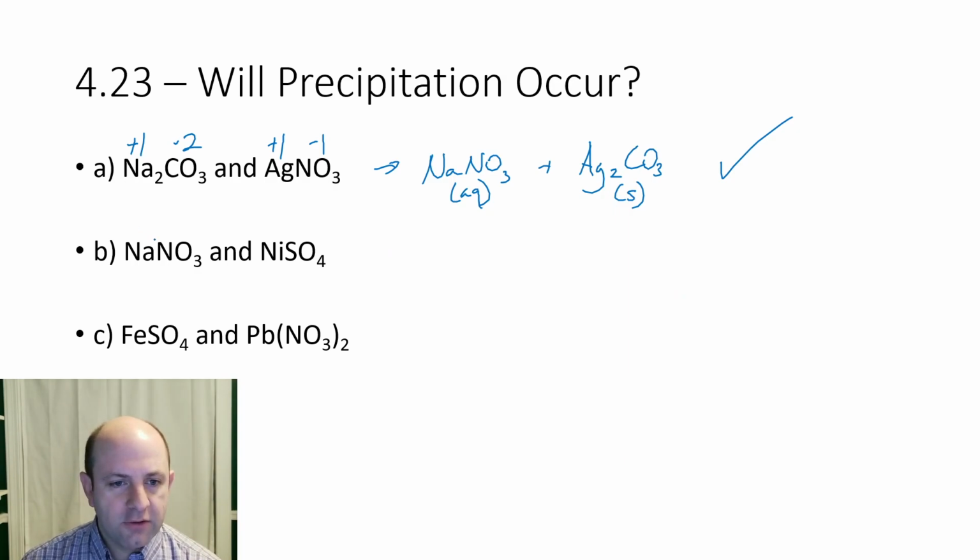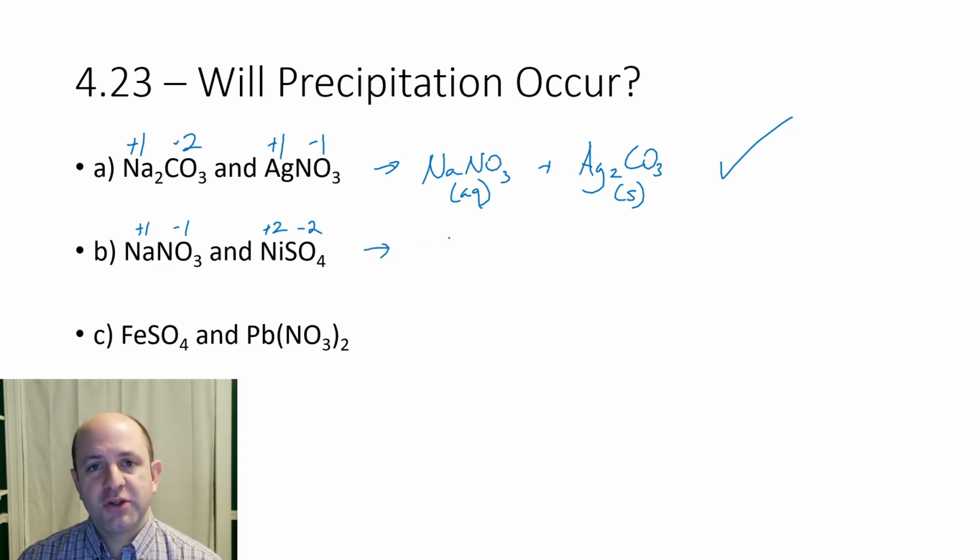If we look down here at letter B, again, sodium's +1, nitrate's -1. Nickel, don't know, it's a transition metal. Got to look at the other half. Sulfate, -2. That means the nickel has to be +2. When you do a double replacement reaction, the charge of the transition metal does not change. So if it's +2 here, it'll be +2 when we switch. So it'll be nickel. We'll need 2 of the nitrates, so put that in parentheses.